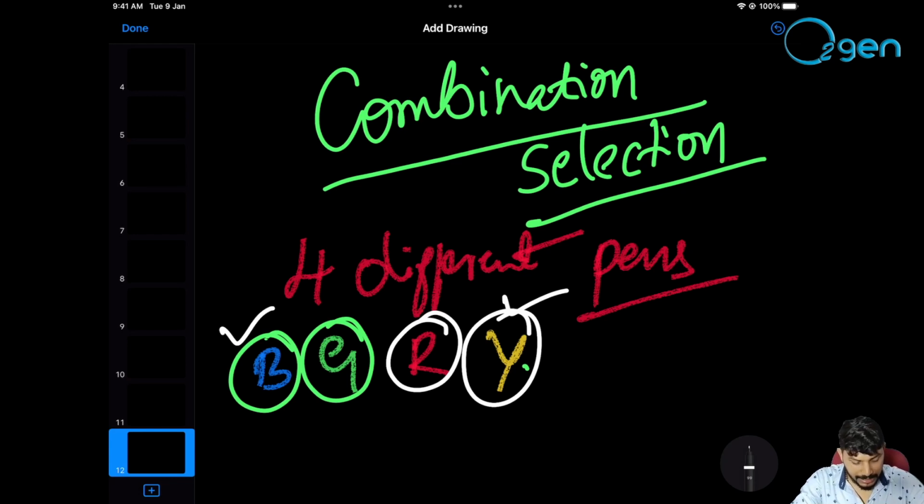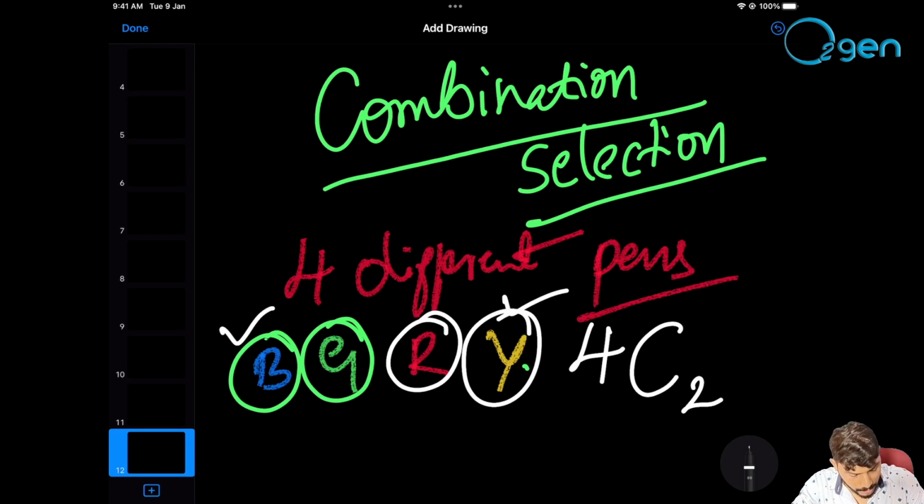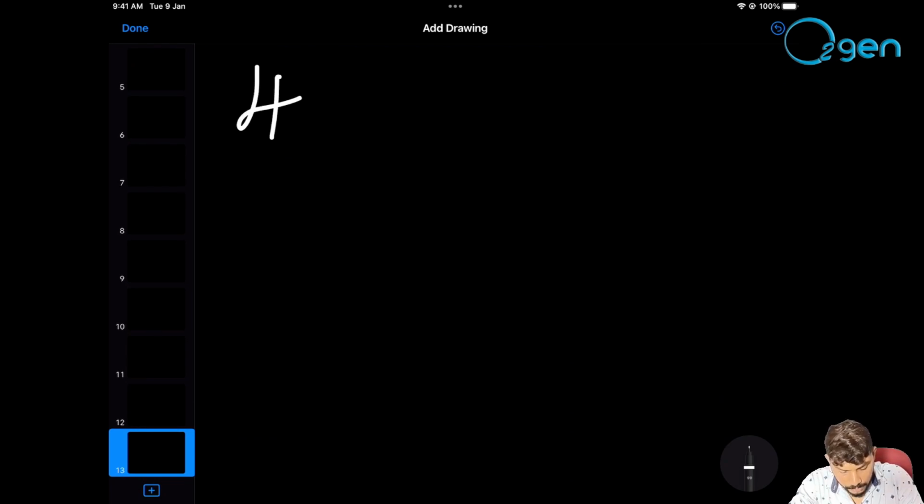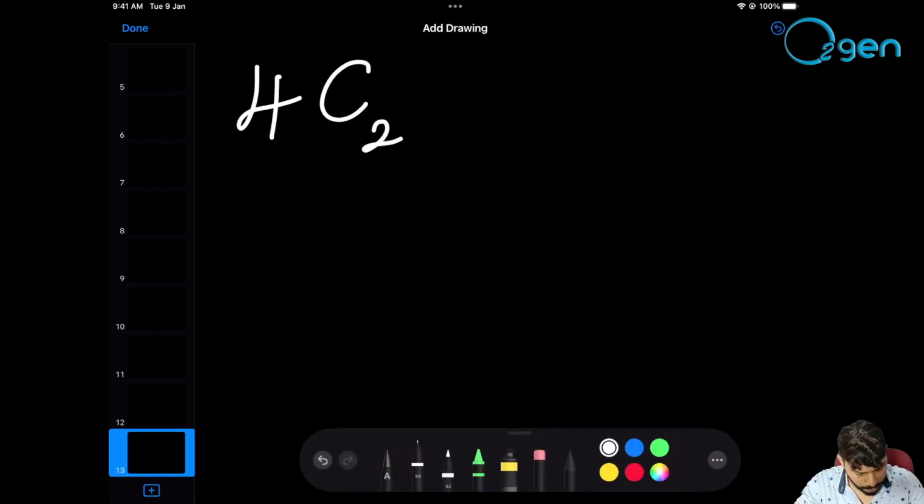This can be easily calculated by combination. How many different pens are there? There are four pens. How many do I have to select? Two. You have to select two pens out of four pens. It can be denoted as 4C2.